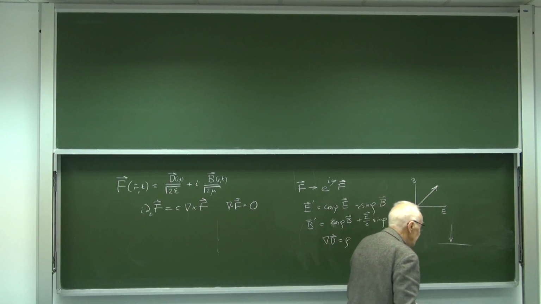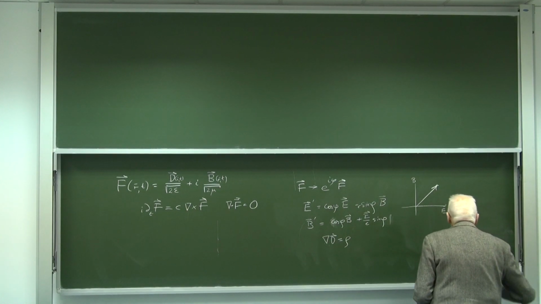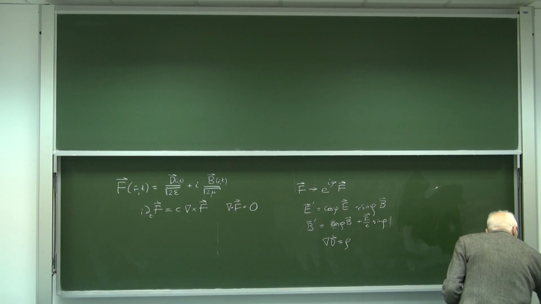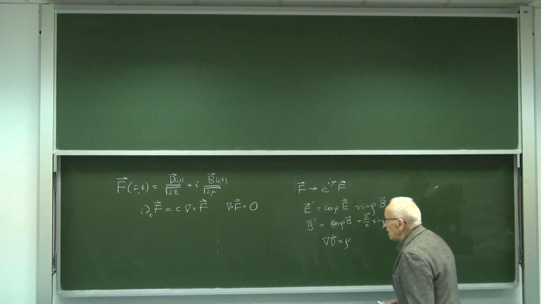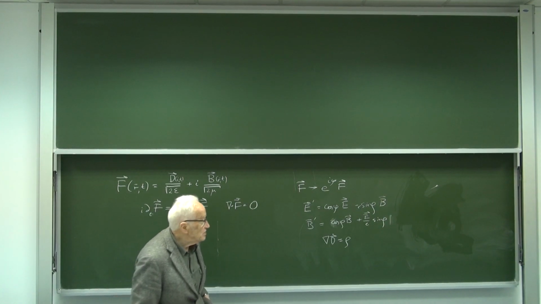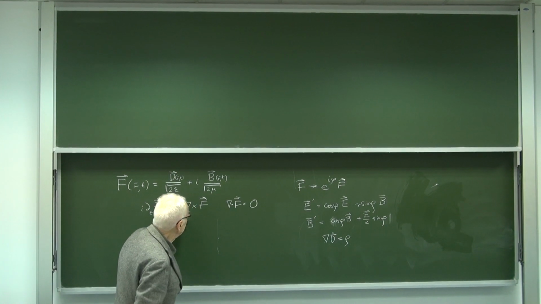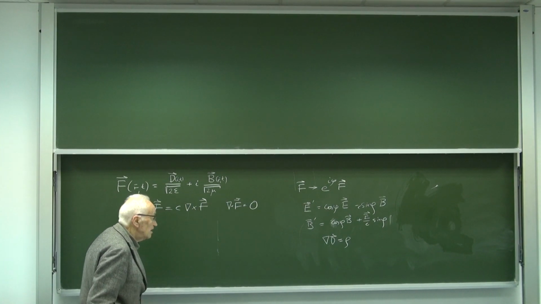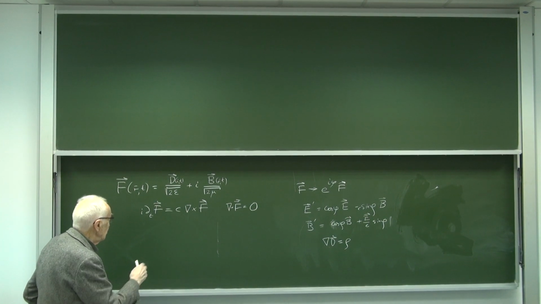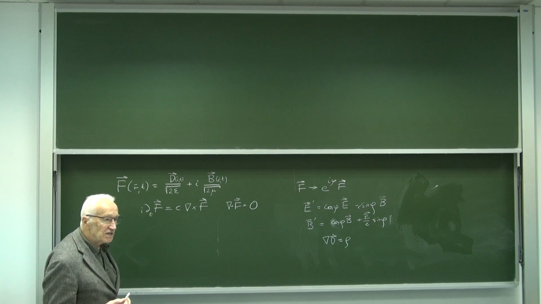So this is a philosophical remark, and now let's proceed with other properties of this vector. This analogy with quantum mechanics, that this looks like the Schrödinger equation, is continued when we consider important physical quantities.